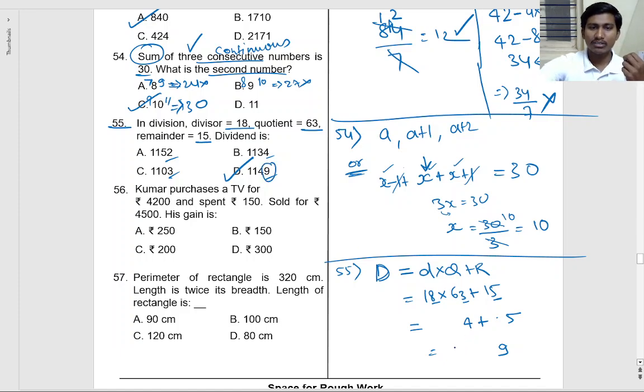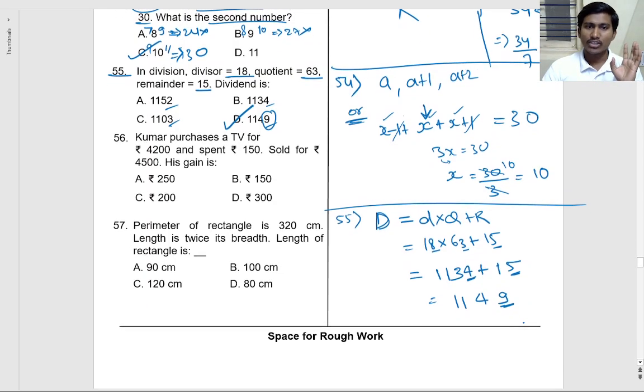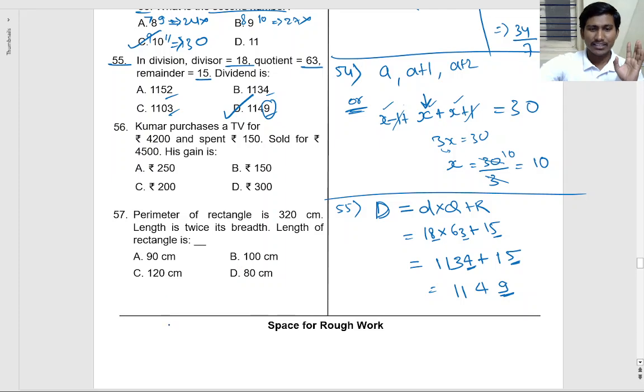So the answer will be 1149. Here how much? 1134. So if you add 15, you will get 1149, right? So you can go directly with the unit digit only. Okay, so that's how you can do it. So that will be answer option D. Okay, so next let us do question 56.